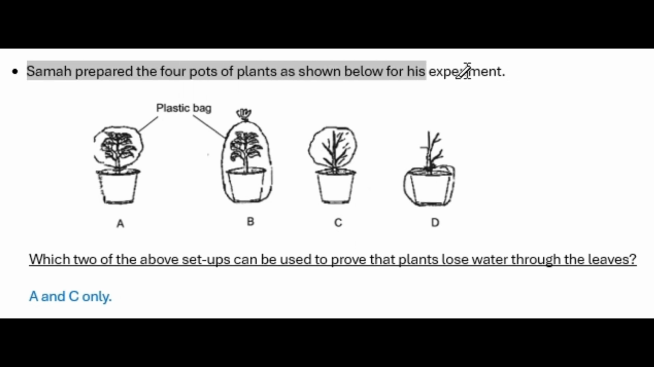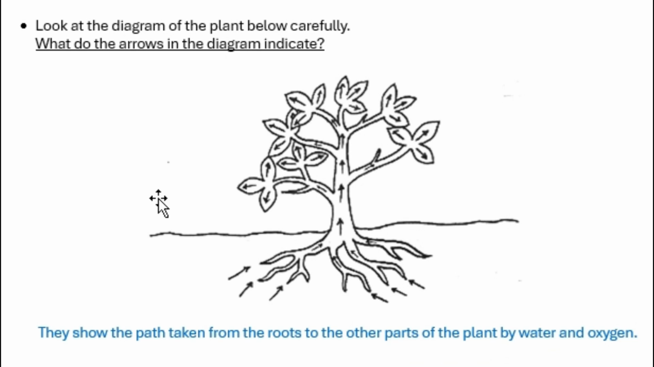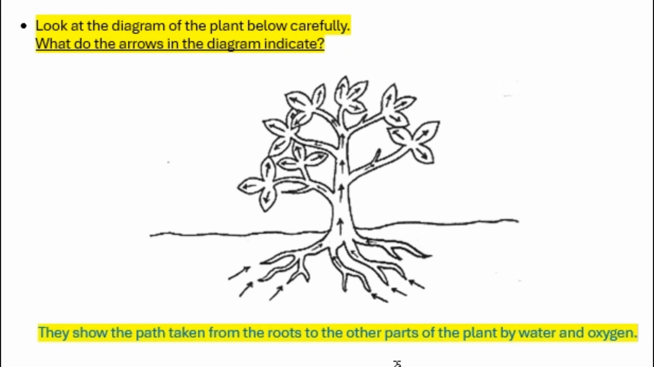Sama prepared the 4 pots of plants, as shown below, for his experiment. Which 2 of the above setups can be used to prove that plants lose water through the leaves? A and C only. Look at the diagram of the plant below carefully. What do the arrows in the diagram indicate? They show the path taken from the roots to the other parts of the plant by water and oxygen.